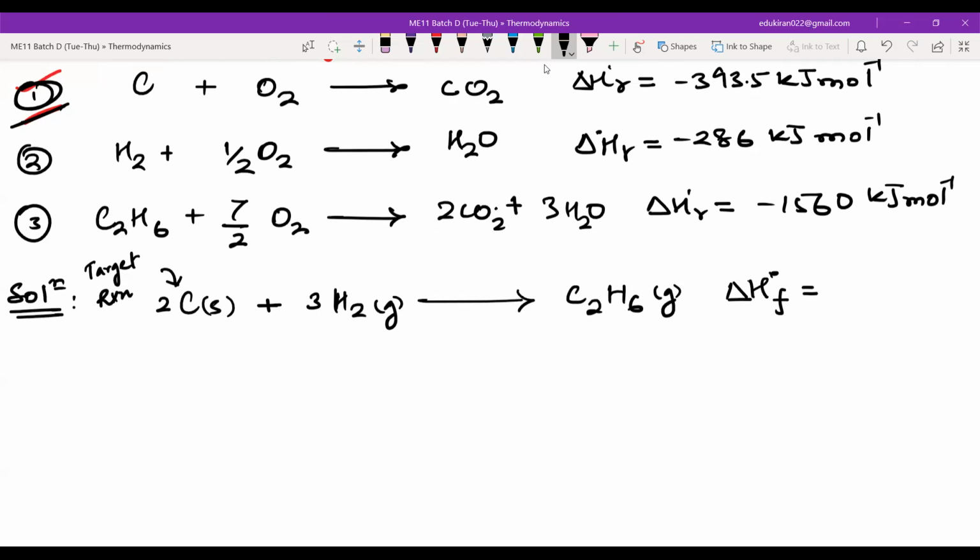In the target reaction and the first reaction, carbon is on the reactant side. Yes or no? It is on the reactant side in both of them. So we will write that reaction as it is. Now you just make a mark here that we are not going to do anything with that. That is our target reaction, and we are writing the first reaction as it is, with its enthalpy.